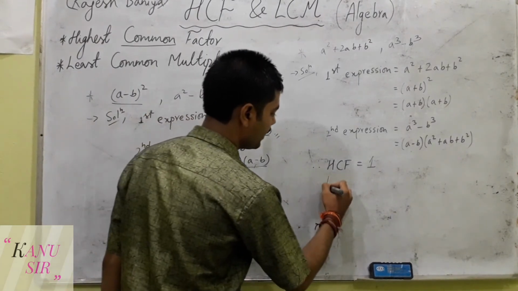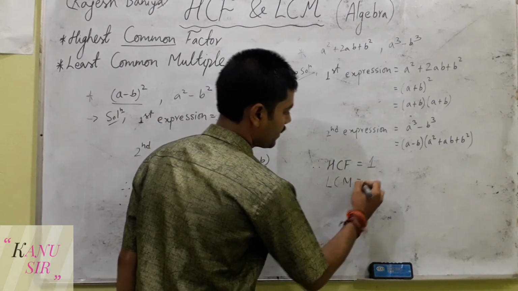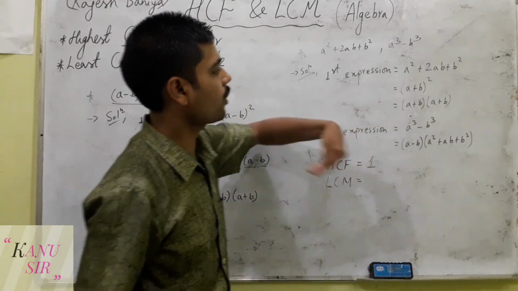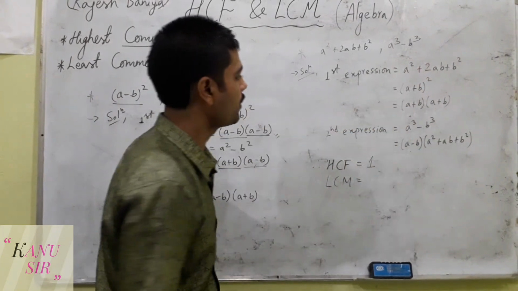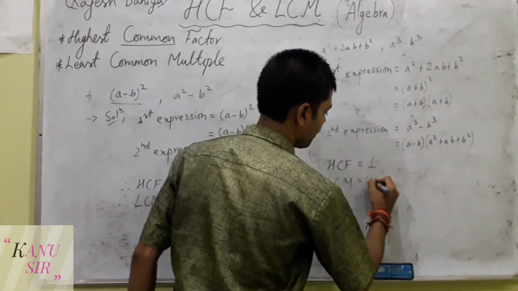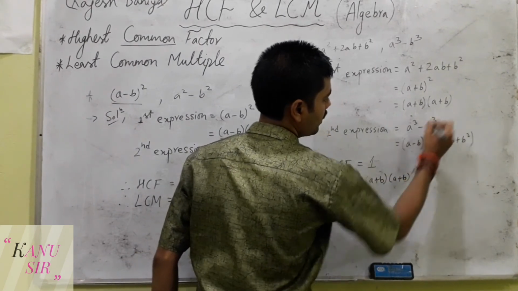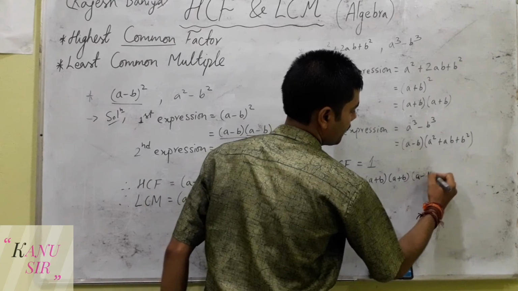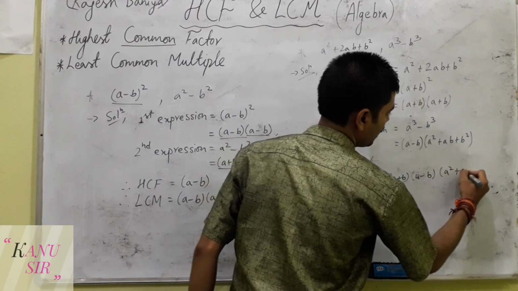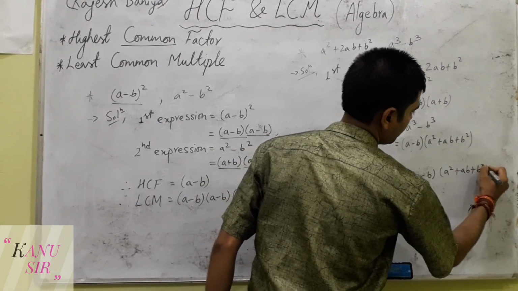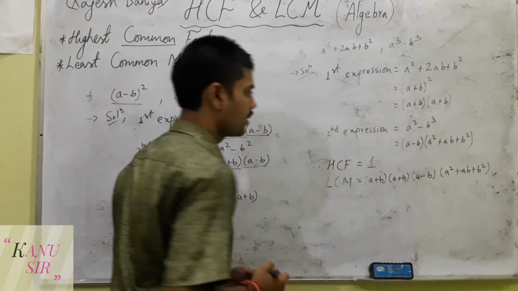But about the LCM, you have to write the remaining terms which are not common, that is a plus b, again a plus b, and a minus b, and the whole a square plus ab plus b square.